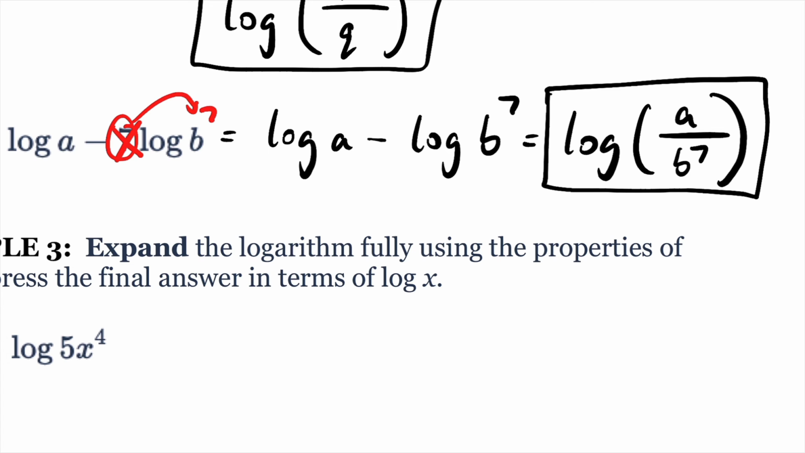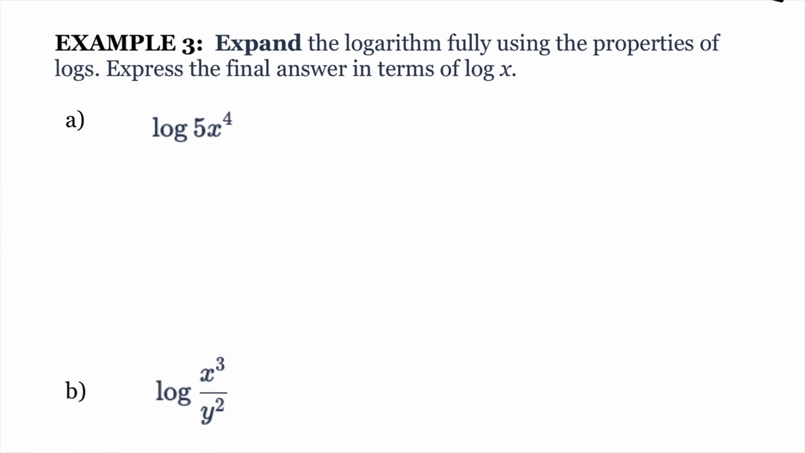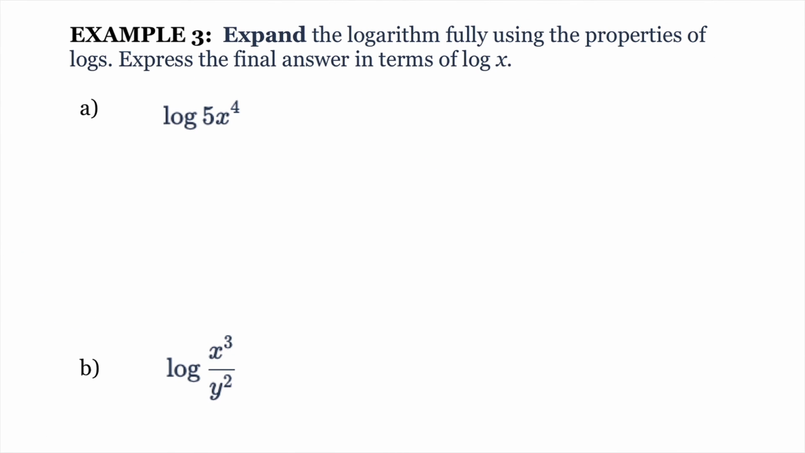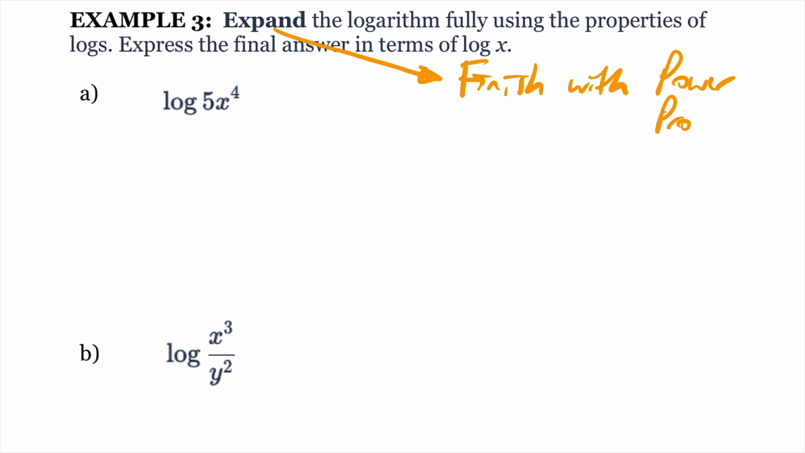Go in the opposite direction, so expanding. So with condensing, we started with the power property. Well, with expanding, if it's the opposite direction, we're not going to start. We're going to finish with power property. Do that one last. We're not going to start with power property. We're going to finish with it. Okay? So if we finish with power property, that means we got to start with the other two.